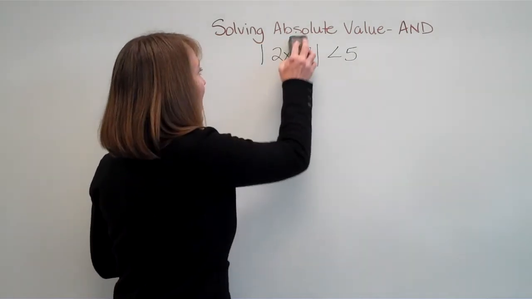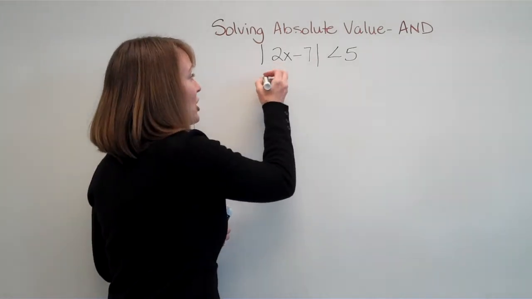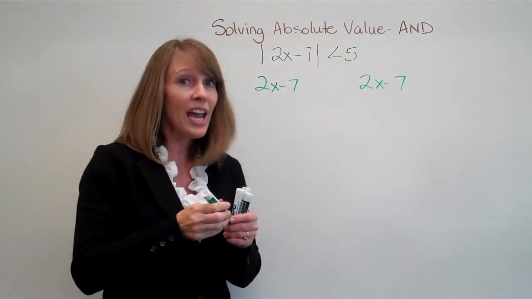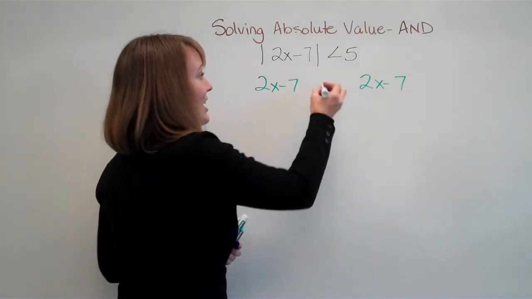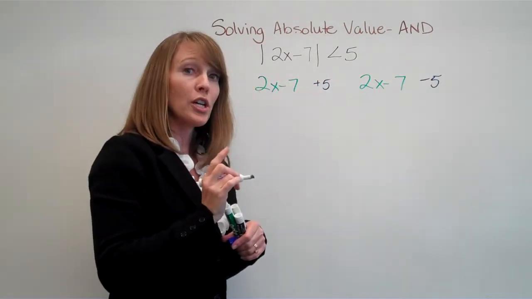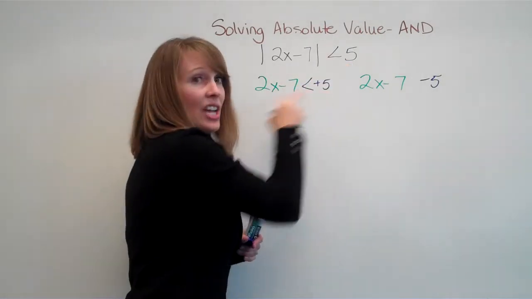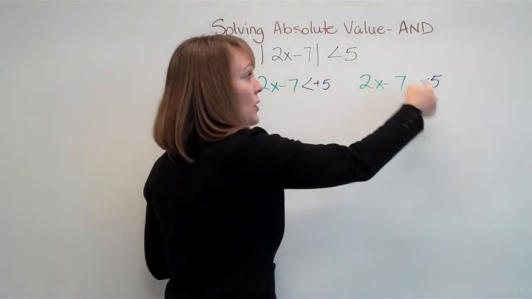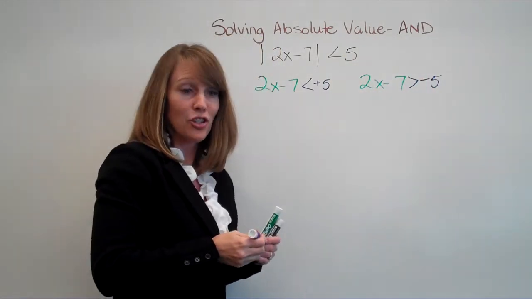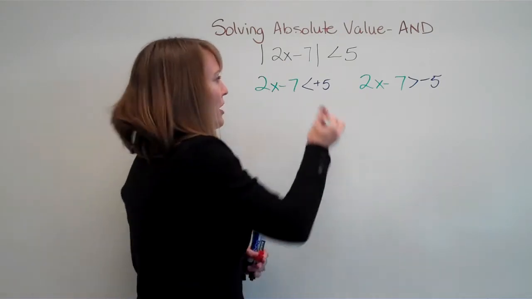All right, so let's look at how to set this up. We're going to take him out of jail because the absolute value is already alone. So we're going to take him out of jail 2 times, 2x minus 7 and 2x minus 7. Don't change the equation. Then we're going to set it equal to a positive 5 and a negative 5, and we need to put in our inequalities. So we'll put the less than sign here because we didn't change anything. But here we changed it to a negative 5, so we need to flip the inequality and change that sign too.